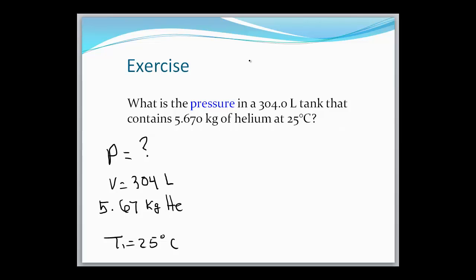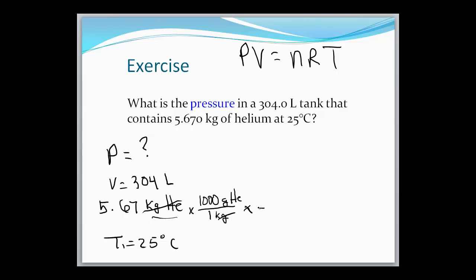So we have a steady state, so we know we're going to use PV is equal to nRT. But now we have kilograms of helium. Well, hopefully you already see where this is going to go. If we have kilograms, we can convert to grams. So we can say 1 kilogram of helium is 1,000 grams of helium. So our kilograms cancel. And then you know you can convert from grams to moles using the molar mass from the periodic table. 4 grams of helium per mole of helium. So our grams cancel.